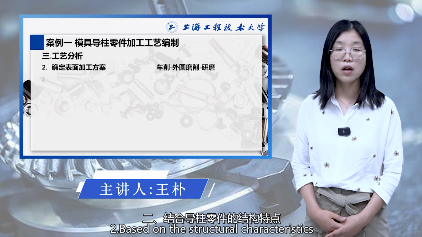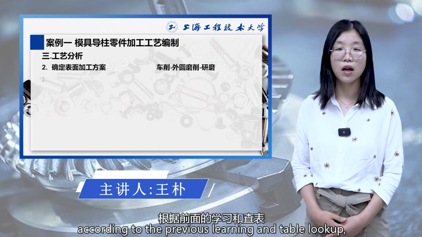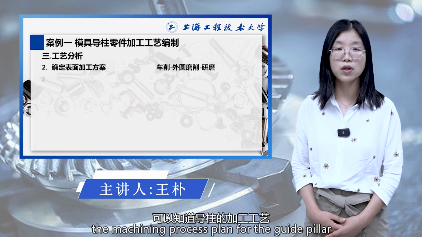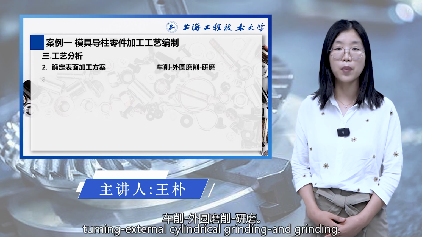Second, based on the structural characteristics and precision requirements of the guide pillar parts, according to the previous learning and table lookup, the machining process plan for the guide pillar is as follows: turning, external cylindrical grinding, and grinding.